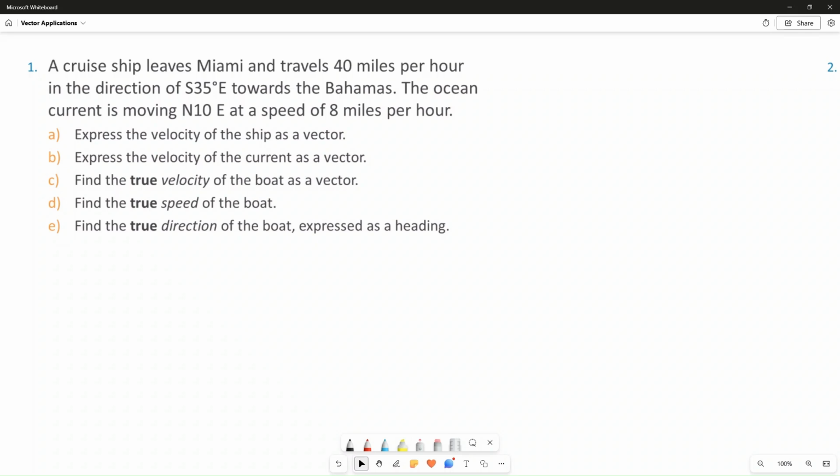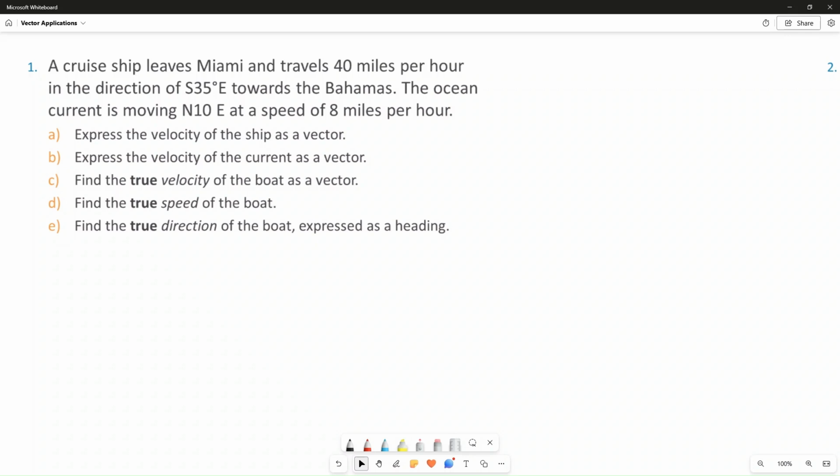Usually when we see the word velocity in a math and science context, we think of velocity as a vector, whereas speed would be the magnitude. So speed tells me how fast I'm going, velocity tells me the speed, but also direction.